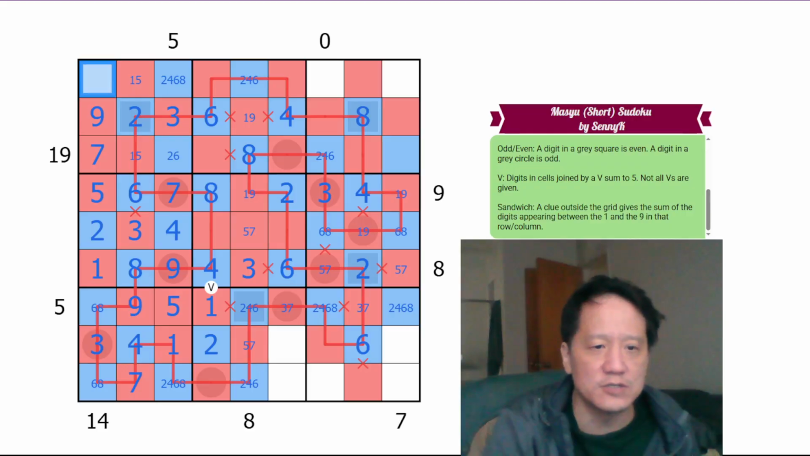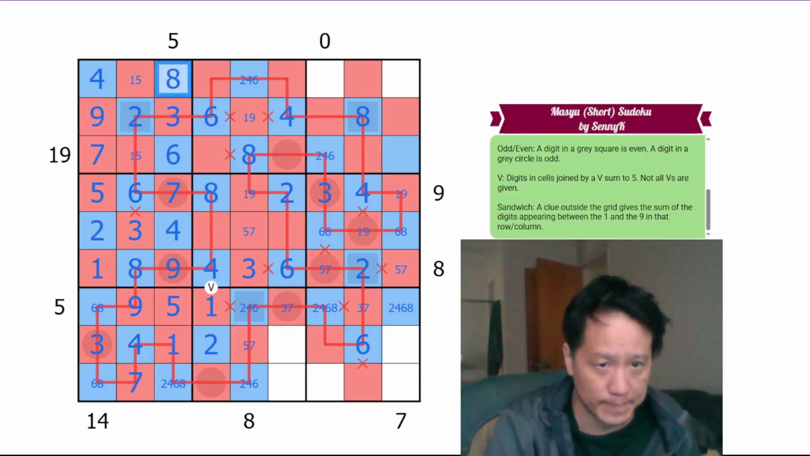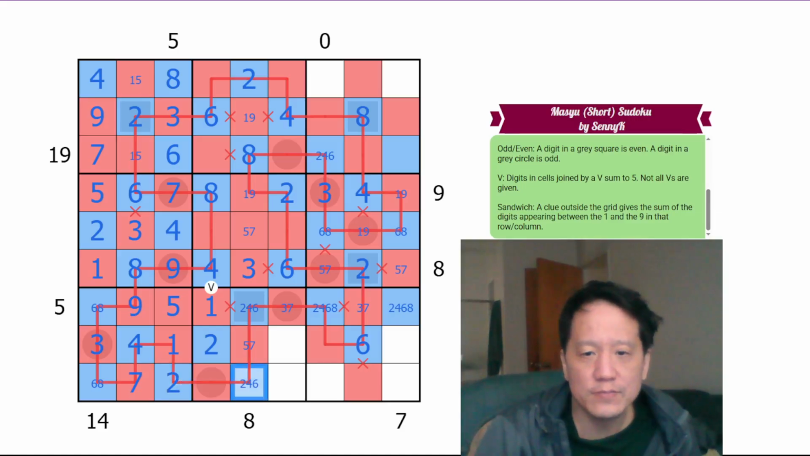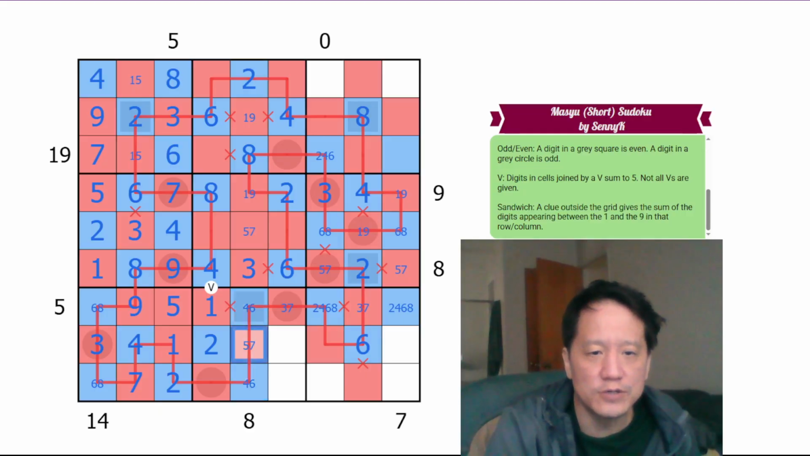So this can't be 6 or 8. It's 4. 2 eliminates 2 in the box, so that's 6. This can't be 2, 4, or 6. It's 8. This can't be 4 or 6. It's 2. This can't be 4, 6, or 8. It's 2. So no 2 here, no 2 here.